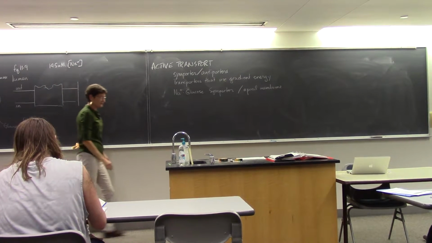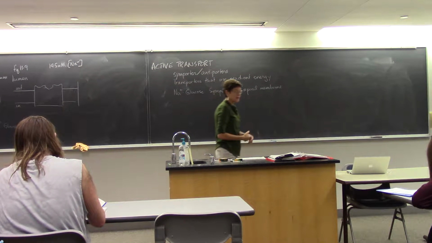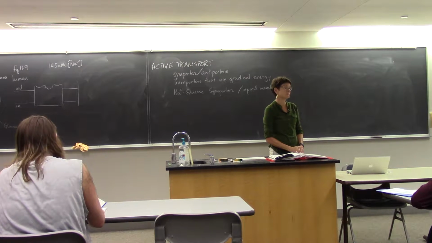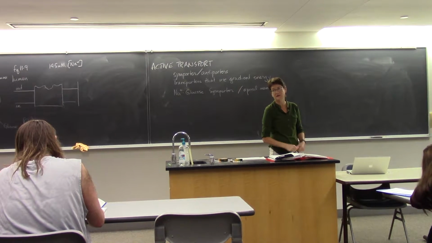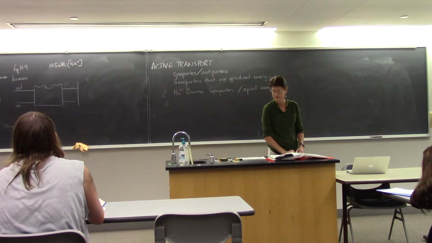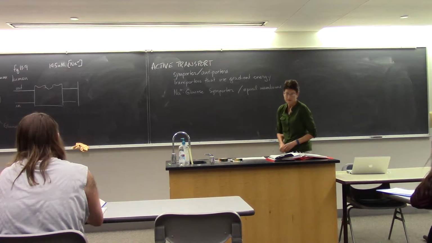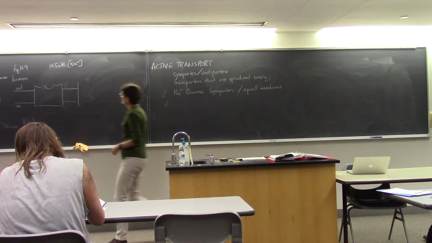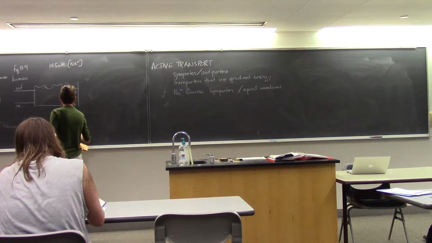So the sodium concentration outside the cell is about 145 millimolar. It might change from one circumstance to another. On the inside of the cell, it's about 12 millimolar.